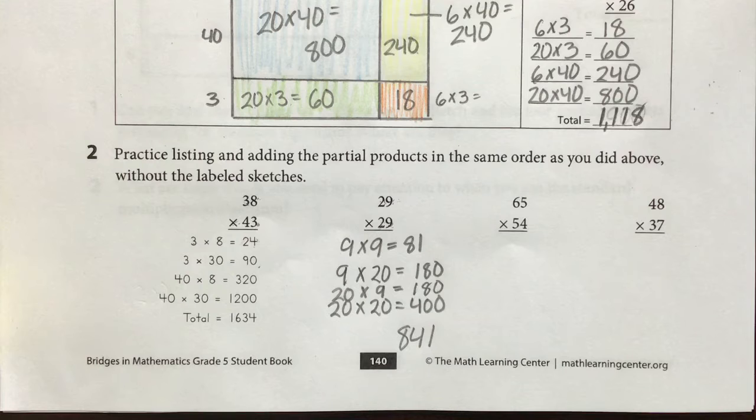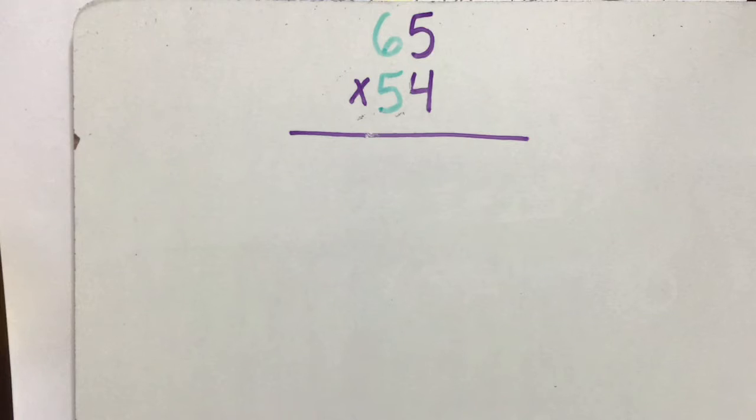Okay, let's go on to 65 times 54. Again, if you're still confused with how to list partial products without the sketch, you can go ahead and just follow along with us. Now we're on the next problem, 65 times 54. So I thought it might be easier if you saw the 6 in 65 as 60 and think about the 5 in 54 as 50. Even though when we use the standard algorithm, we always call it a 5 or a 6, but think about it as 60 and 50.